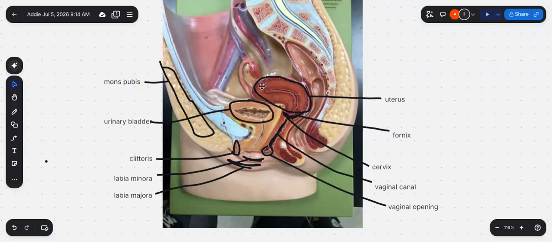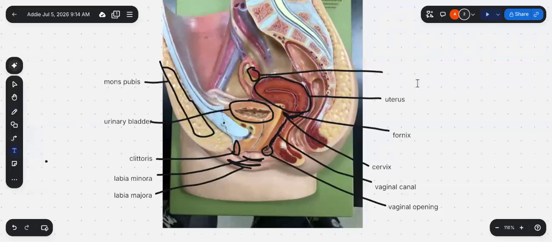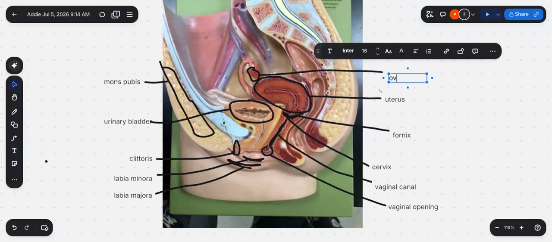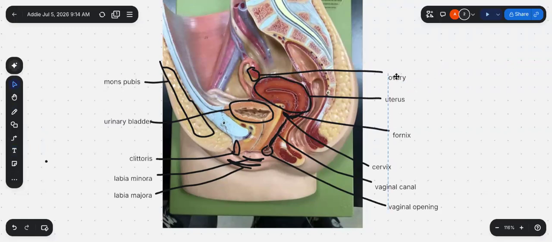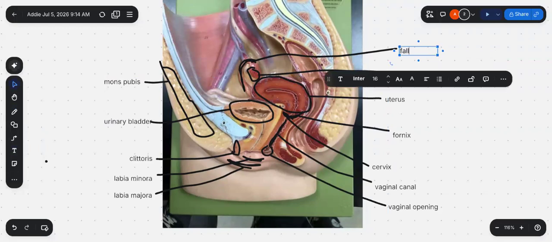Now moving back on into the parts that are attached to the uterus. You have your ovaries. So this circle over here, that is your ovary. You have one on each side. And this is where all of your eggs would be stored. Then you have your fallopian tube, which is this arm that is kind of like wrapping around the ovary and grabbing the egg almost. So the fallopian tube, also known as the uterine tube.